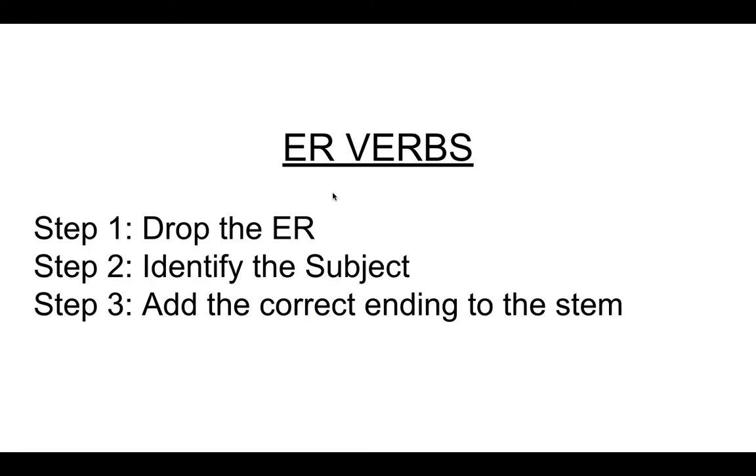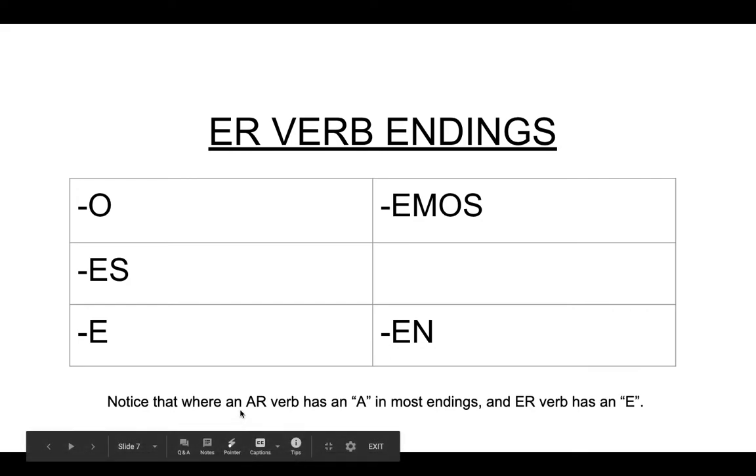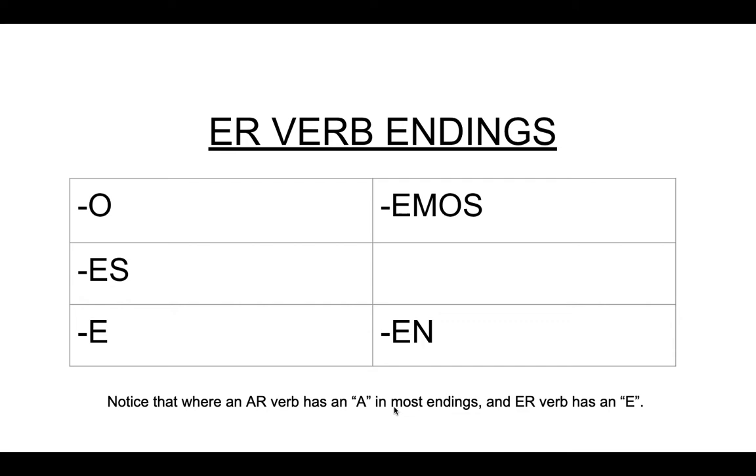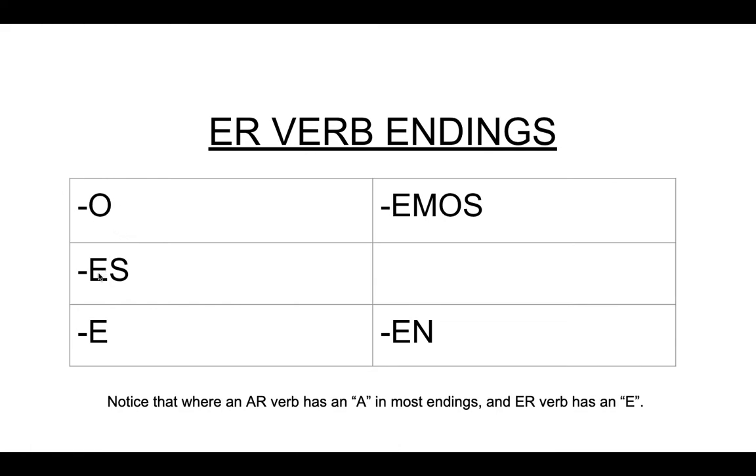Now, ER verbs the same thing. You would drop the ER, identify the subject, and then add the correct ending. All right, so here are our ER verb endings. O, es, e, emos, en. Notice there that where an AR verb has an A in most of the endings, an ER verb will have an E, right? The only exception is the yo form, of course. Just like an AR verb, it ends in O, okay? So we would have had an A instead of an E here if this were an AR verb.